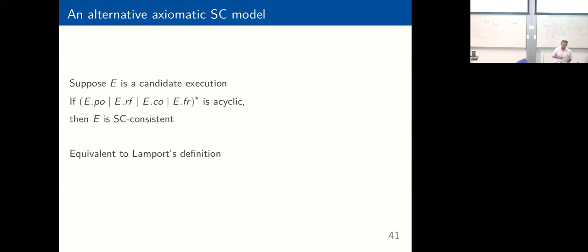PO and RF are going to be part of the linear order that Lamport wanted. For the other ones, I don't have a snappy explanation for you, but it turns out that if that combination, that transitive closure, is acyclic, then you take any linearization of the partial order you get by transitive closure, and you can show that linear order follows Lamport's conditions. I would look this up.